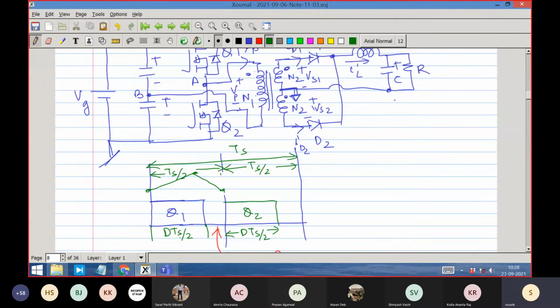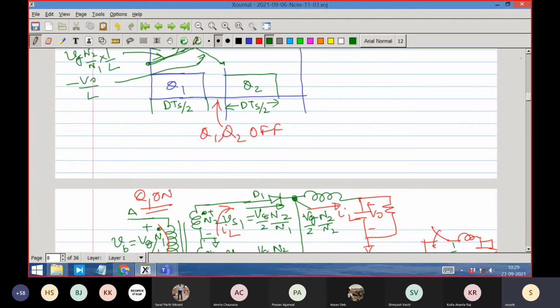That's why I said it is periodic with respect to Ts by 2. It has gone up. What is the slope? Vg into N2 by N1, by the inductor, 1 by L. That is the slope. What is the slope of this one? Minus V0 by L. That is the slope of this one. Exactly the same thing is happening when Q2 is on. Let us see that first. Have I answered you?